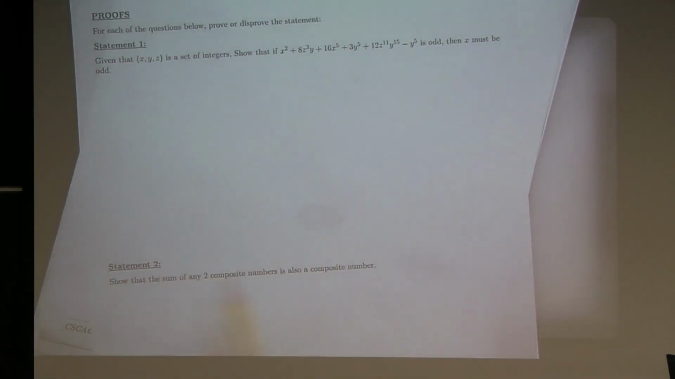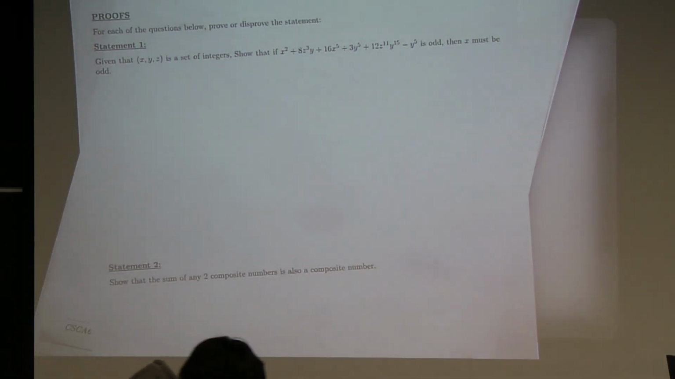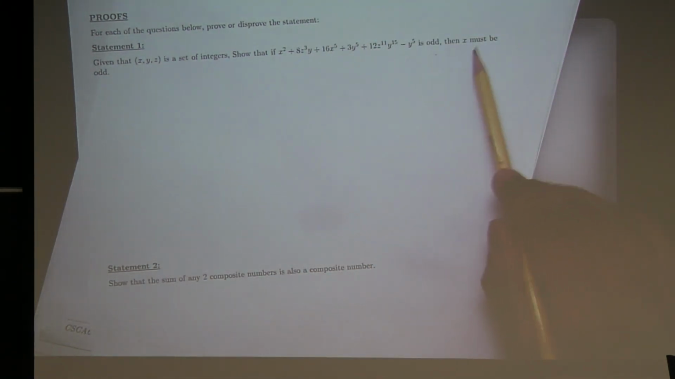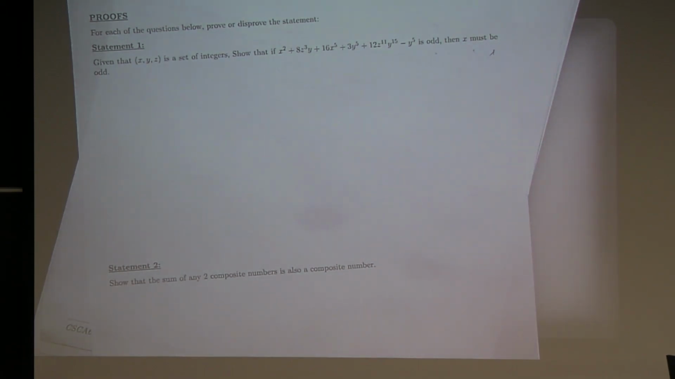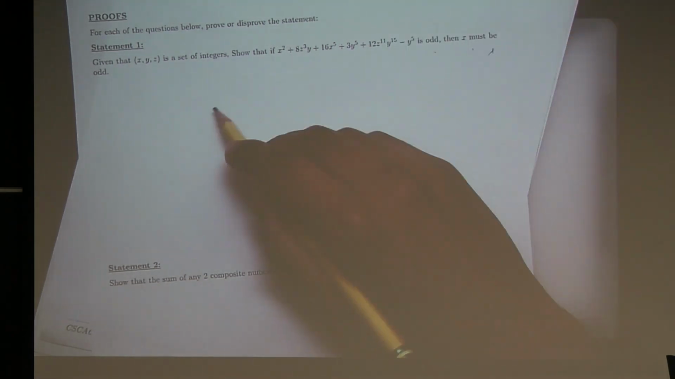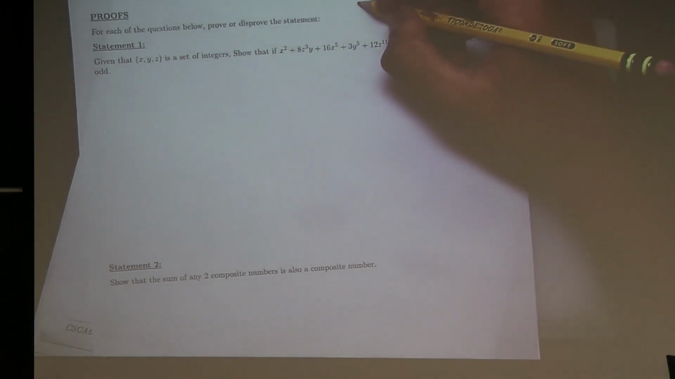Given that x, y, and z is a set of integers, if this entire expression, x squared plus 8z cubed and so on, is odd, then x must be odd. In lectures you were given a bunch of proof techniques, and when doing exams you should identify the best proof technique. This is an implication, A implies B, and we usually work with our left-hand side.